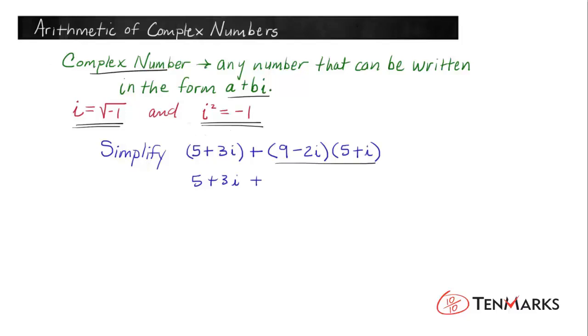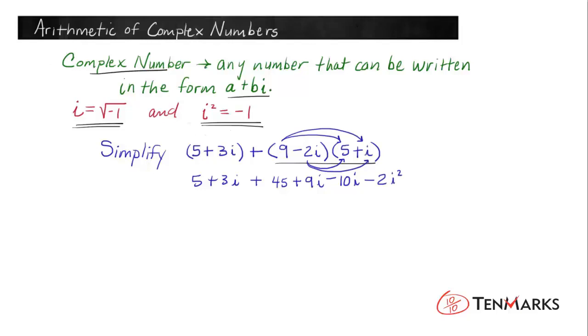So we're going to distribute the 9 first. So it's going to be 9 times 5 is 45. And then distribute the 9 to the i, so that's going to give us plus 9i. And then we'll go ahead and distribute the -2i to the 5, which gives us a minus 10i. And then distribute the -2i to the positive i, which gives a -2i squared.